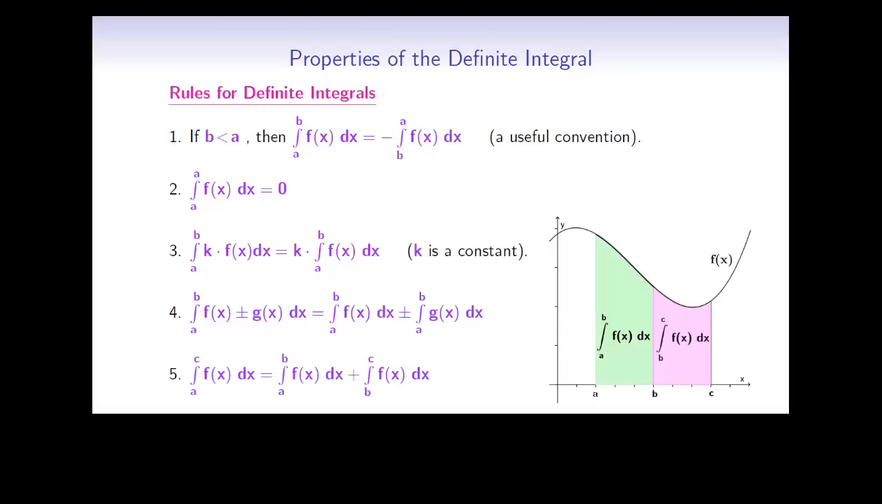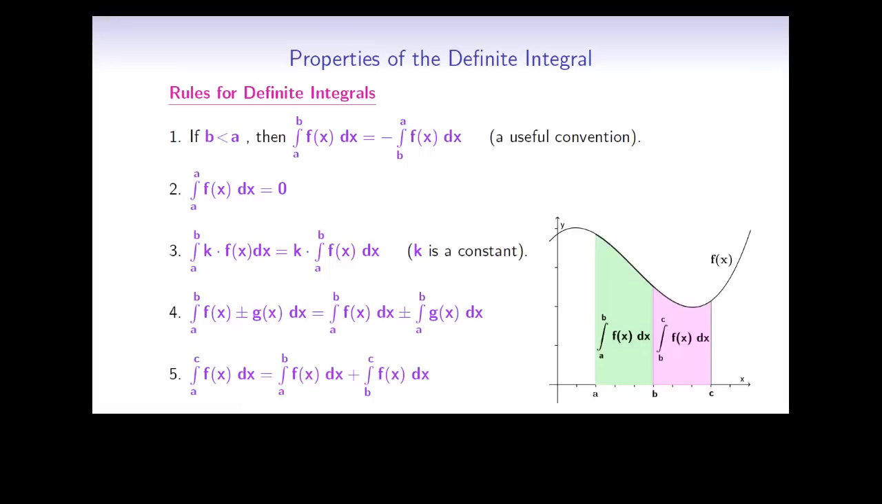And finally, the integral from a to c of a function is equal to the sum of the integrals from a to b and from b to c of the same function. To understand this property, have a look at the diagram. The sum of the two integrals on the right-hand side represent two areas, and when you add up these two areas, you get the area of the region bounded by the graph of the function and the x-axis over the full interval that goes from a to c.